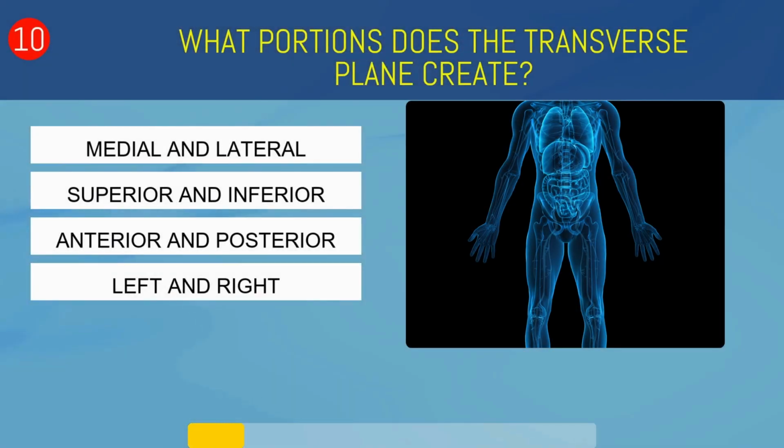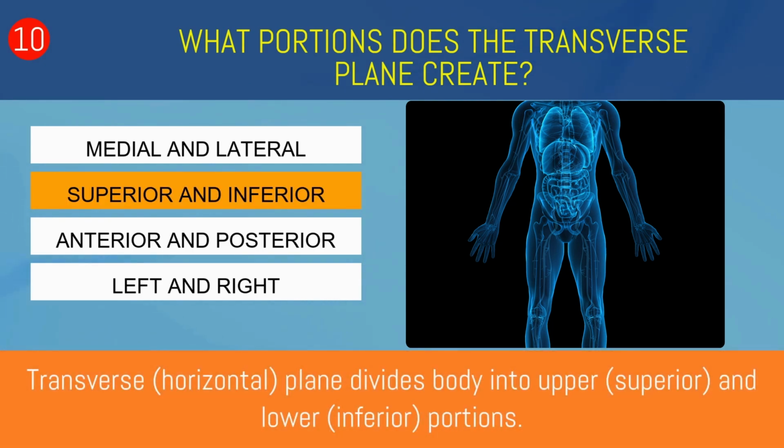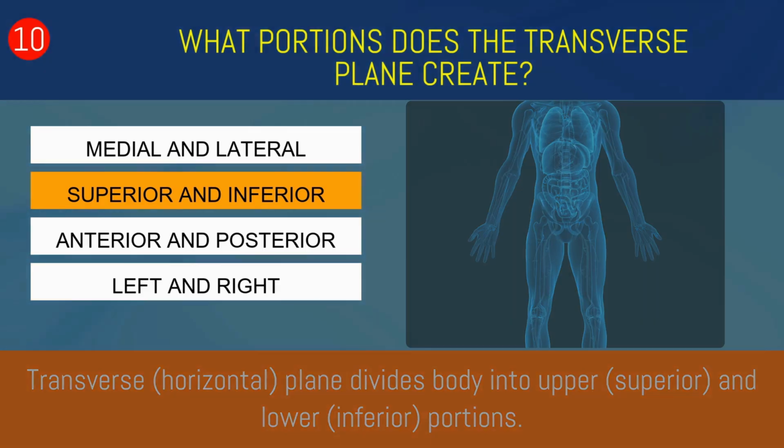What portions does the transverse plane create? Medial and lateral, superior and inferior, anterior and posterior, or left and right? Superior and inferior. Transverse plane divides body into upper and lower portions.